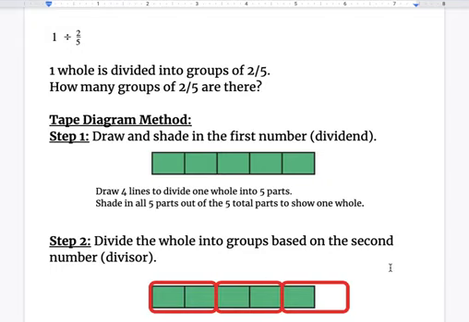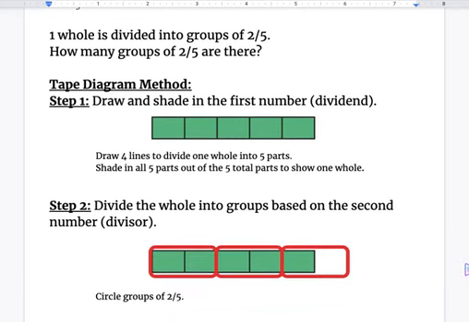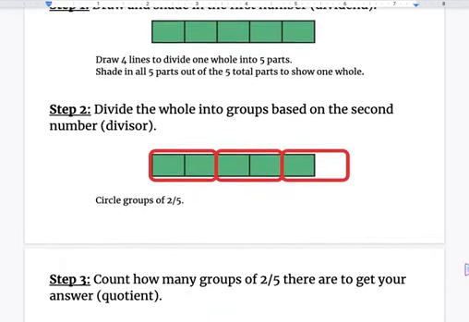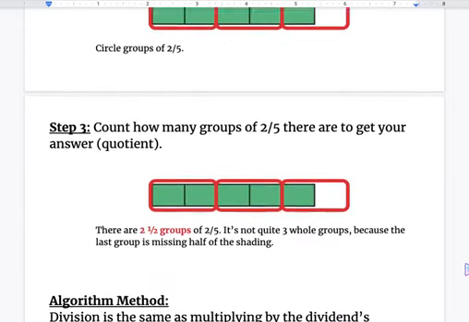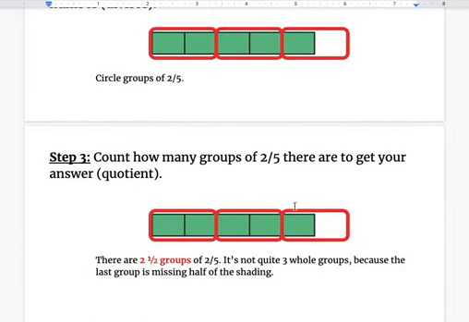So that was steps 1 and 2. Drawing and shading in the first number, 1, and then dividing that one whole into groups of 2/5. So step 3 is where it gets tricky. Here's where we're counting how many groups of 2/5 there are. There's 1, there's 2, and there's not quite 3.